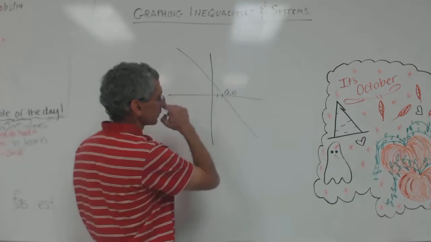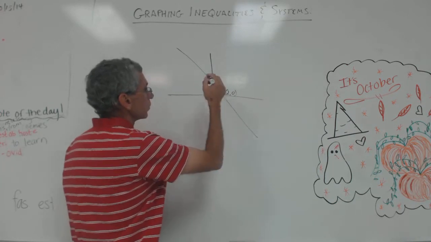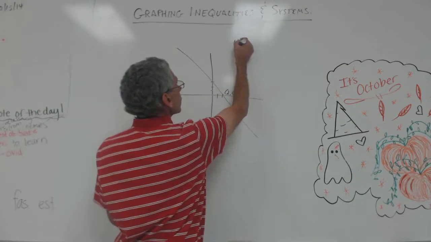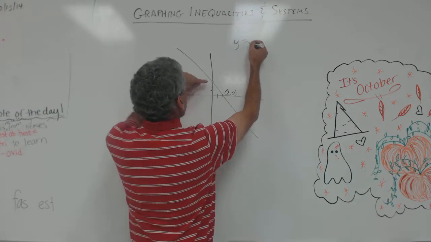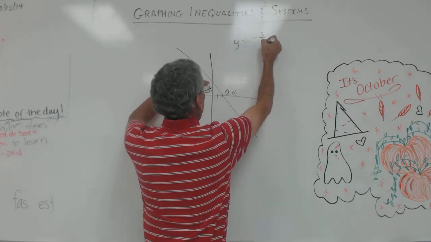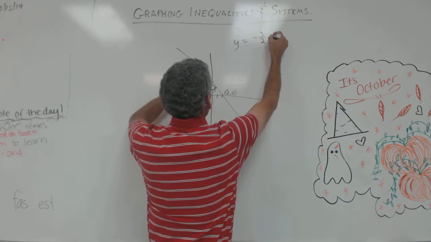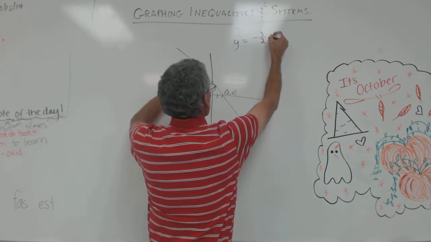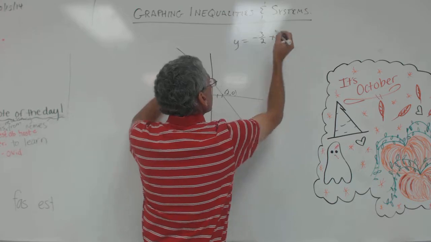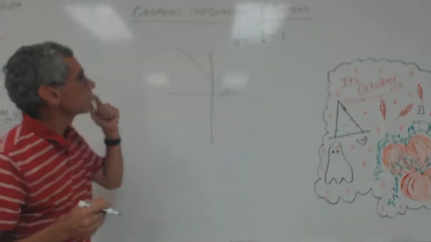And let's say this was 1, 2, 3. Let's just say that. So we have this equation: y is equal to negative 3 halves x plus 3. Negative 3 halves x plus 3.